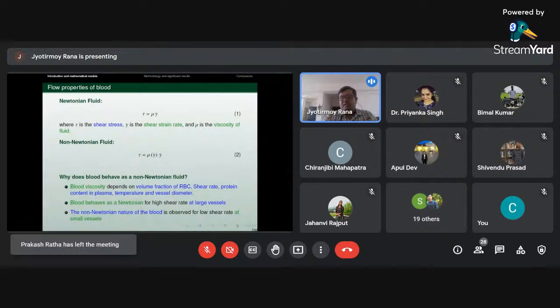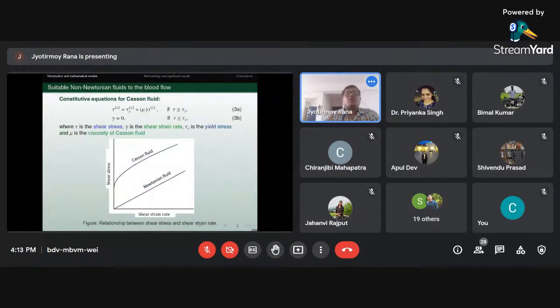Not only for small vessels, sometimes in disease conditions we can also see the non-Newtonian nature of the blood in vessels of large radius. At that time the RBC can form rod-shaped structures, aggregate and form a microstructure, and that gives the non-Newtonian effect. But without disease, in normal conditions, we see the non-Newtonian effect in small vessels.